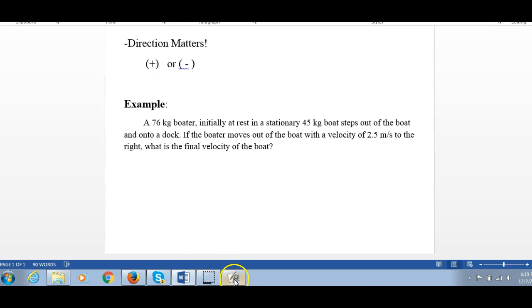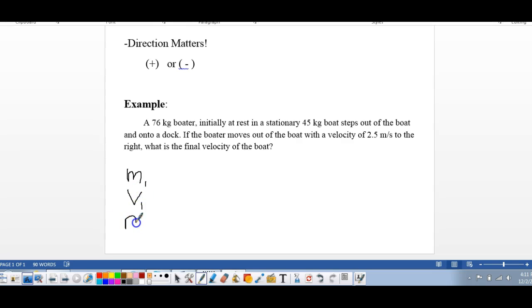So what we want to think about here is we have two conditions. So we have mass 1, velocity 1, mass 2, velocity 2. So the mass is important. So this is going to be the boater, 76 kg. Okay. The boat is 45 kilograms.